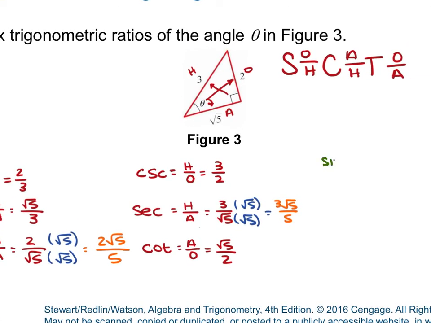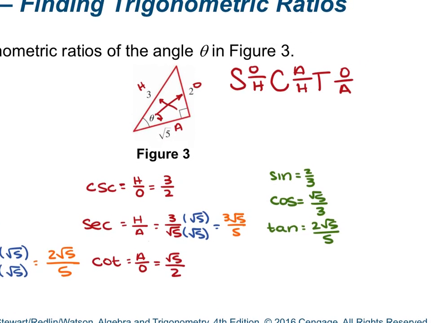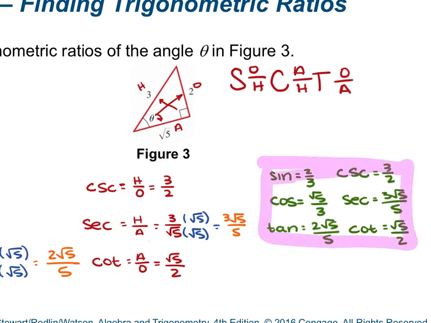So to put this all together, our sine is 2 over 3. Our cosine is the square root of 5 over 3. Our tangent is 2 square root 5 over 5. Our cosecant is 3 over 2. Our secant is 3 square root 5 over 5. And our cotangent is the square root of 5 over 2. So all of this is our answer for this one question.